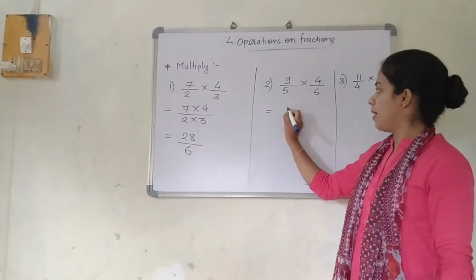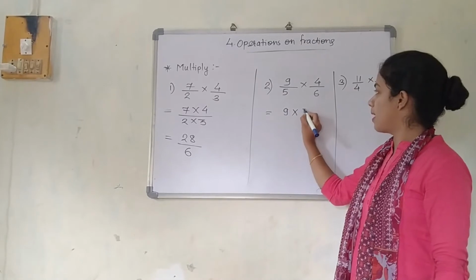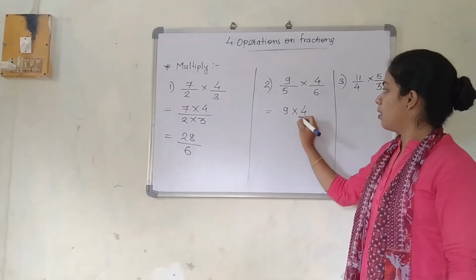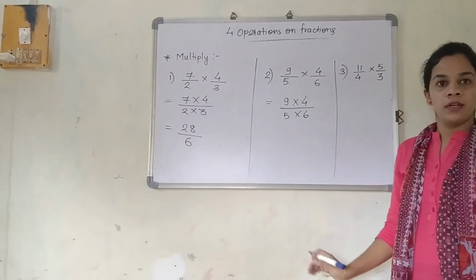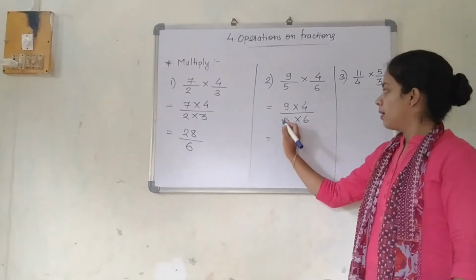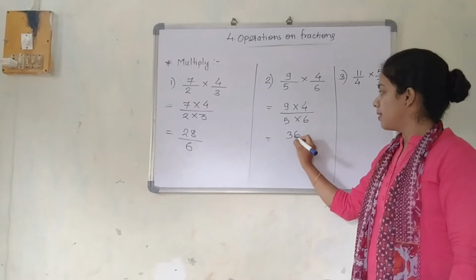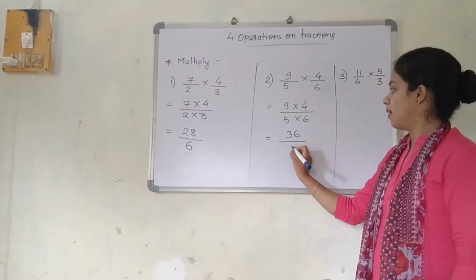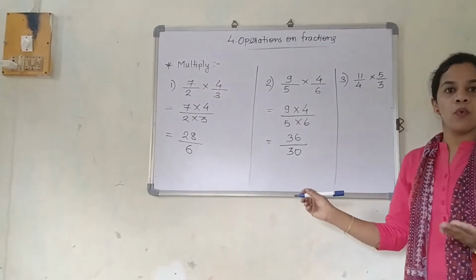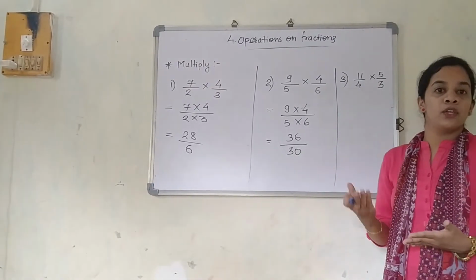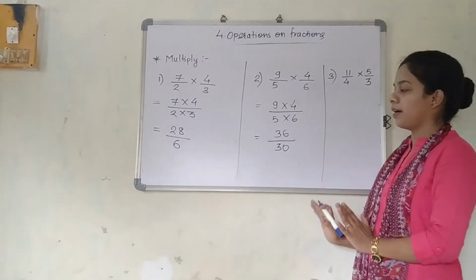I have told you to multiply numerator with numerator, that is 9 into 4, upon 5 into 6. Denominator with denominator we did. 9 into 4 is 36 and 5 into 6 is 30. This you can reduce, but what the actual reduction method is, I will teach you further. So right now we will only write this much answer.